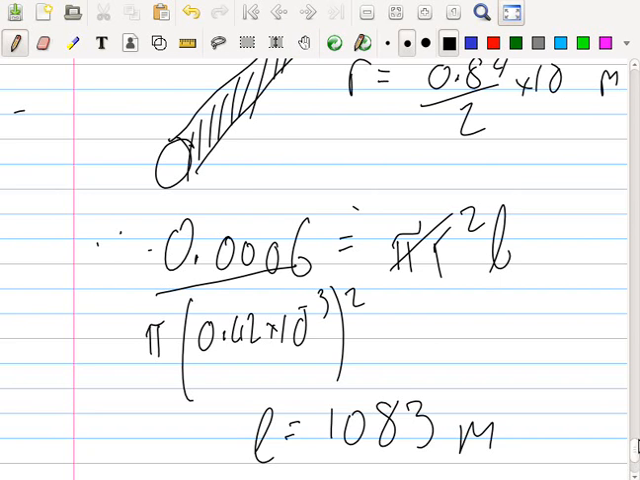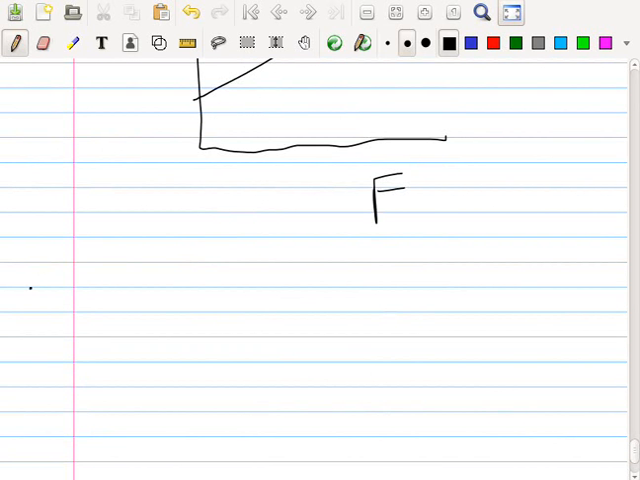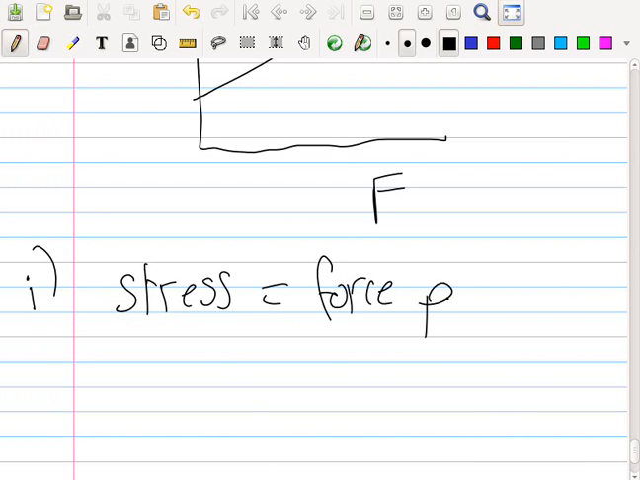Right. Next one now. D. So they have a graph here. And the graph is force versus length. The first one is, what is stress? It's force per cross-section area.